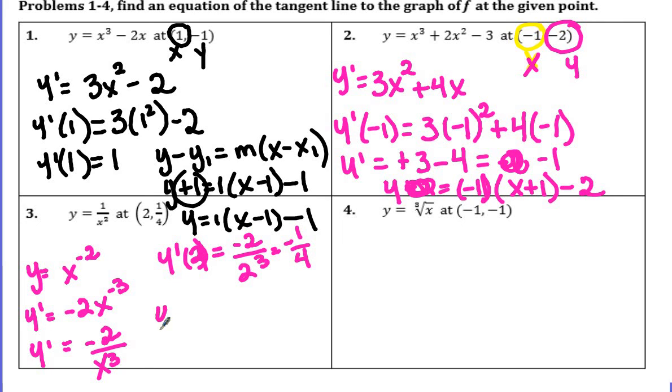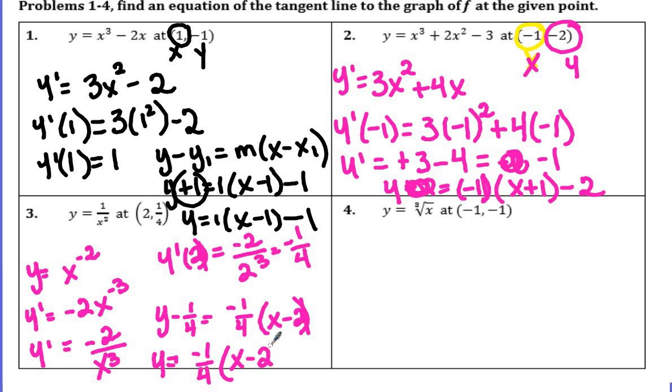So when you write your equation, it's y minus 1/4 is equal to -1/4 (x minus 2). And so I'm just going to move that 1/4 over. So -1/4 (x minus 2) plus 1/4.